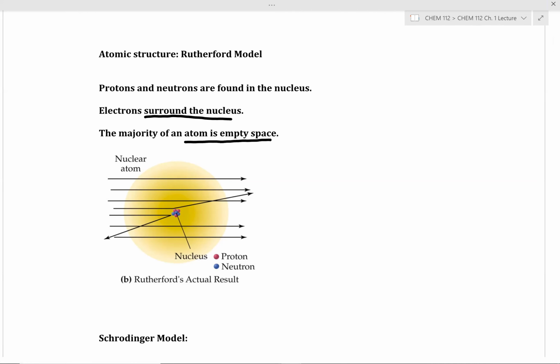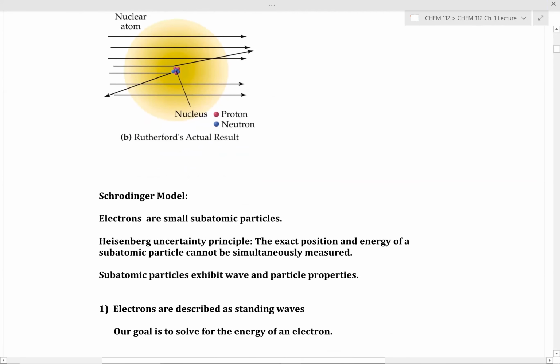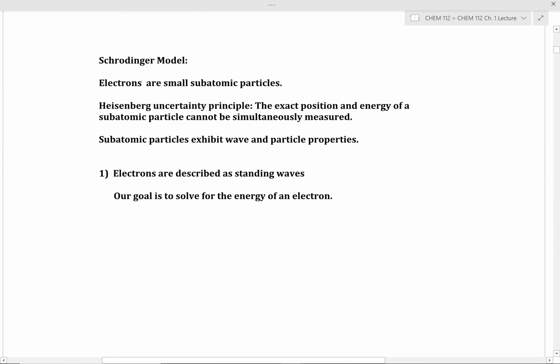Does anyone find a bit of an issue with this wording for our placement of the electrons? Do we have any idea exactly where our electrons are in this model? No. It's not very descriptive. And we're really interested in the electrons since they govern reactivity. So efforts were underway to develop a more descriptive model, and this leads us to the Schrodinger model.